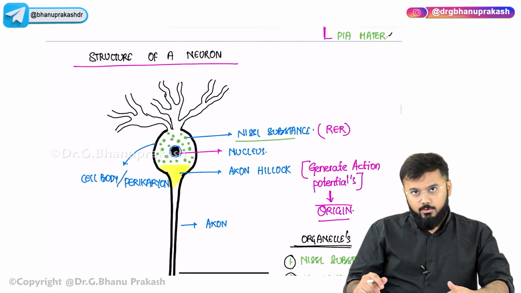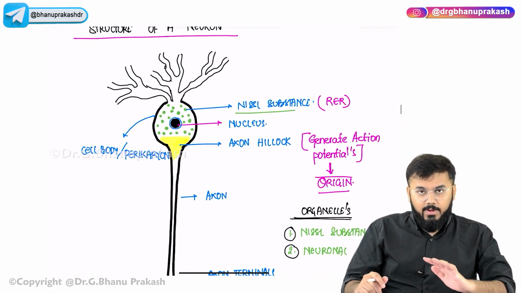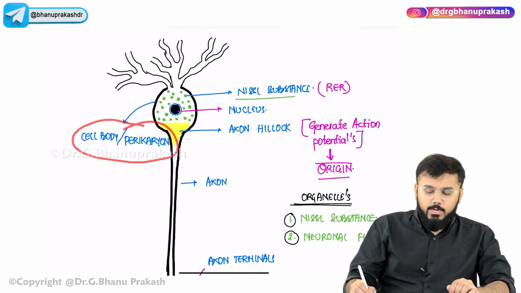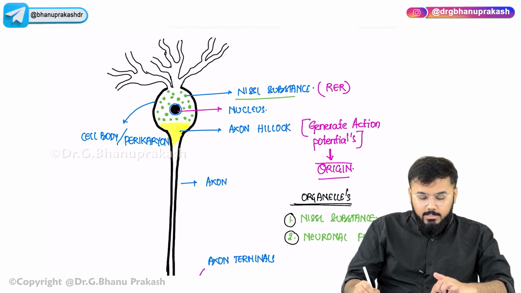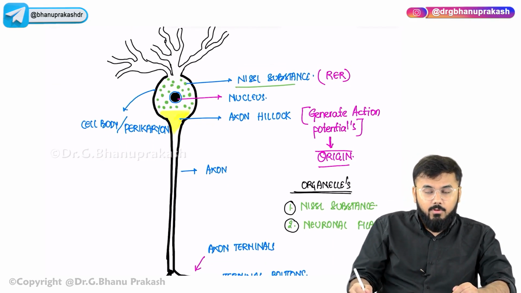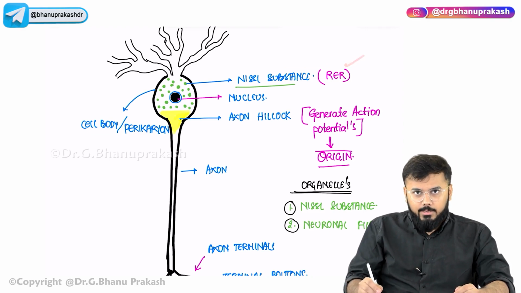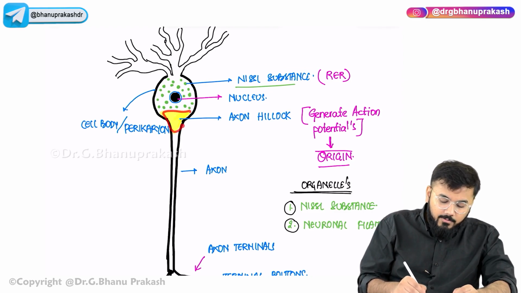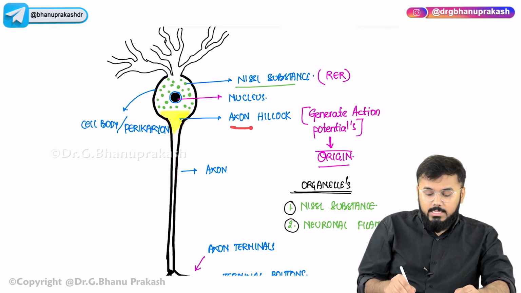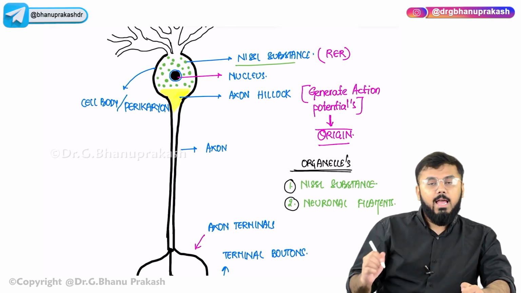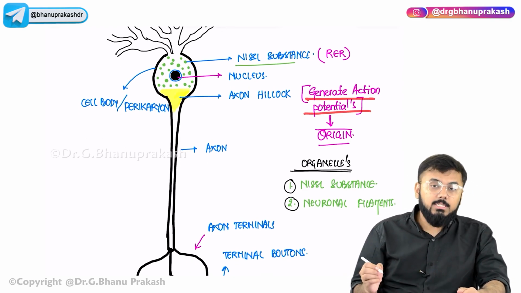Coming to the structure of a neuron. When it comes to the neuron, you can see that this is called the cell body or perikaryon. Surrounding that, what is there? There is Nissl substance. Nissl substance is having what? Rough endoplasmic reticulum. Next you have a nucleus, and this part from where the axon starts is called the axon hillock. And remember one thing, it is from the axon hillock that the action potentials are generated.